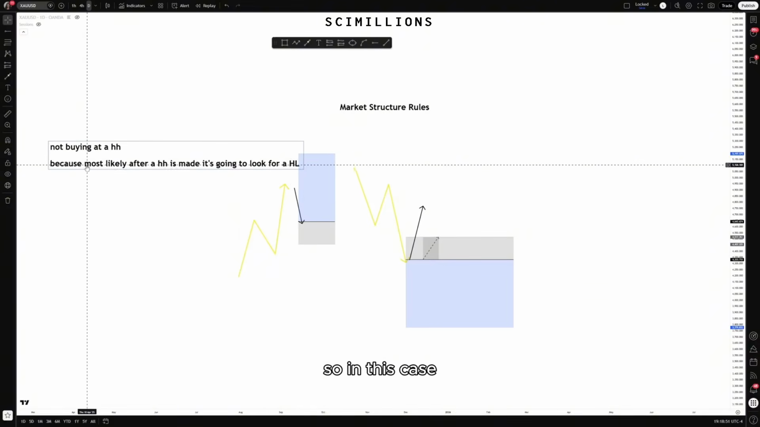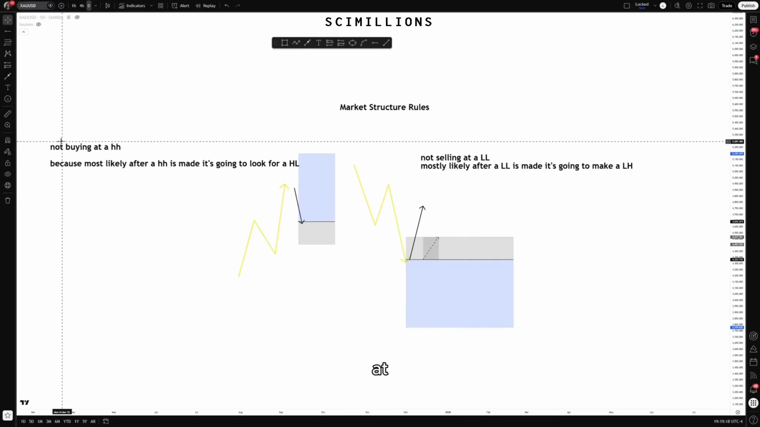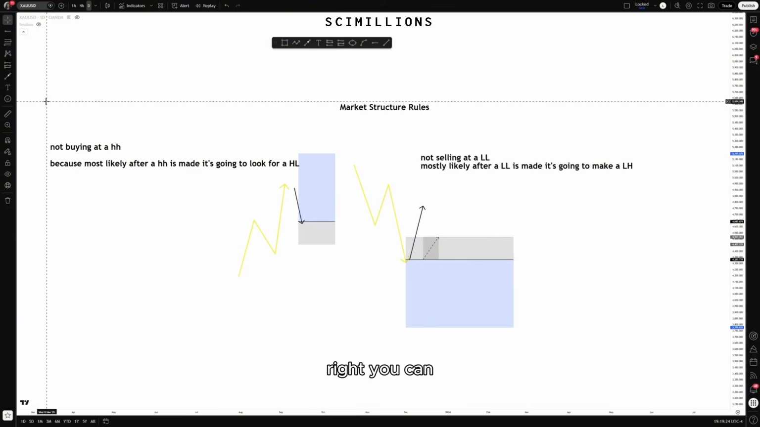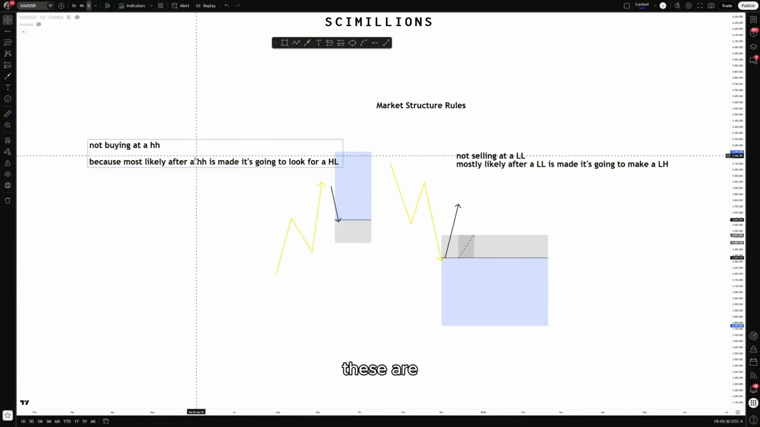That will never happen. So in this case, we would put over here, let's type the same thing: not selling at a lower low. Most likely after a lower low is made, price is going to make a lower high, right? So it makes no sense to buy at a higher high, and it makes no sense to sell at a lower low. These are some rules that I have. You can copy this, screenshot it if you need. These are two rules that I have when it comes to trying to find that trade, right?